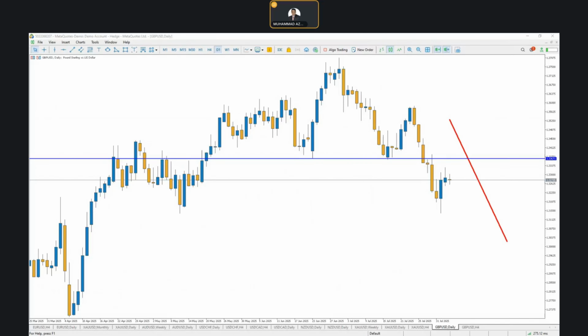Scenario number two is the PMI matches the forecast. The forecast is 49.2. That's the number.